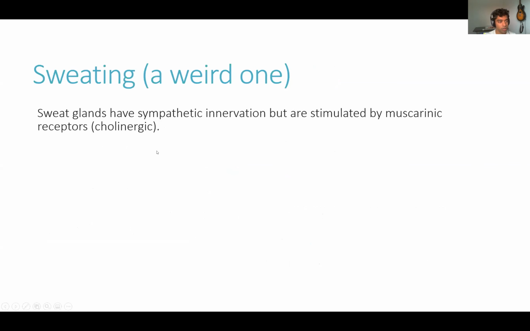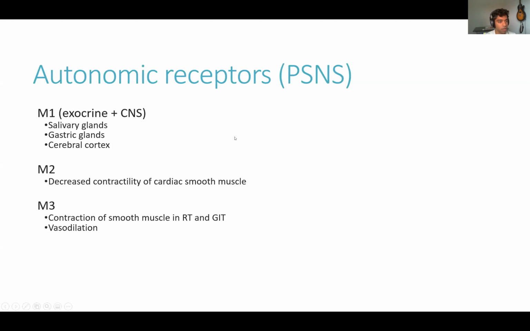Sweating is the weird one I was talking about. It's sympathetic innervation, but it's a muscarinic receptor, so it releases acetylcholine. The parasympathetic receptors are M1, M2, M3. M1 is your salivary glands, gastric glands, and you also get a lot of signaling in the cerebral cortex with M1. M2 is decreased contractility of cardiac muscle. And M3 is vasodilation and contraction of smooth muscle in the respiratory tract and gastrointestinal tract.